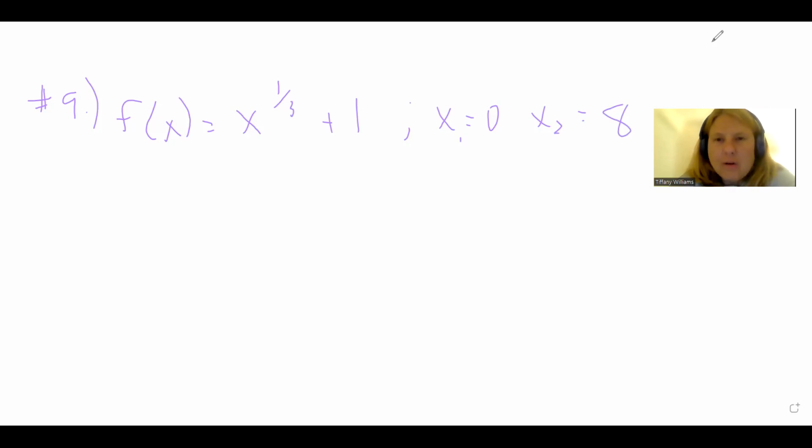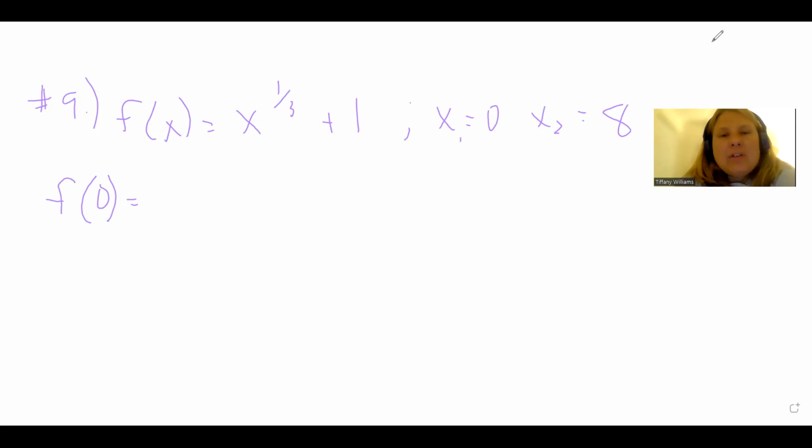So what I want to do now is figure out what's the y coordinates associated with each one of these. So to do that, I'm going to plug these in. By the way, guys, if you have forgotten what x to the 1/3 means, x to the 1/3 is actually equivalent to saying the cube root of x. That's just an exponential rule. So really, we could have written this as the cube root of x plus 1.